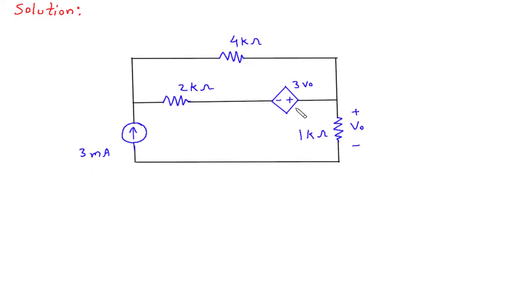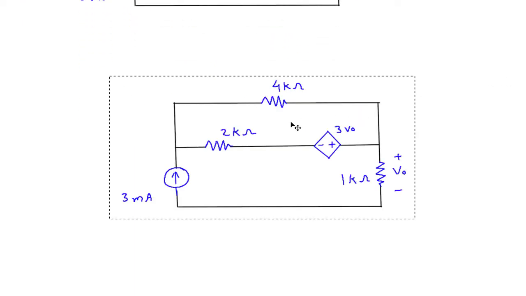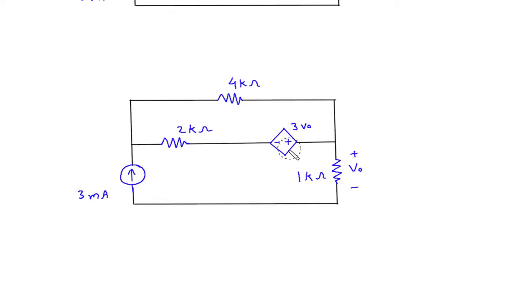Now we will convert this dependent voltage source into a dependent current source. This dependent voltage source is in series with this 2 kilo ohm resistor, so the dependent current source will be in parallel with this 2 kilo ohm resistor. So here this will be a current source. The direction of that dependent current source will be in this direction.